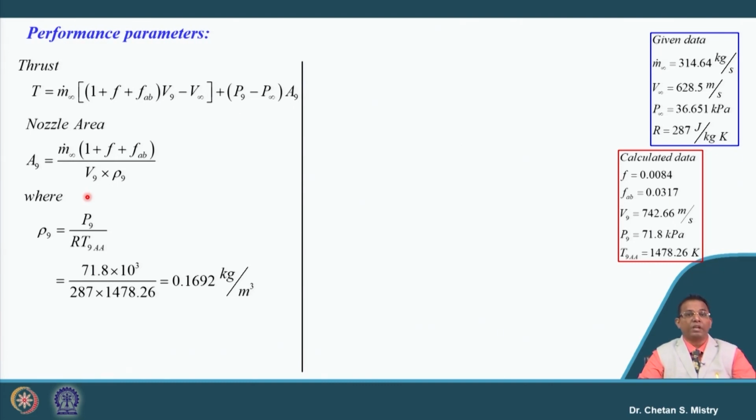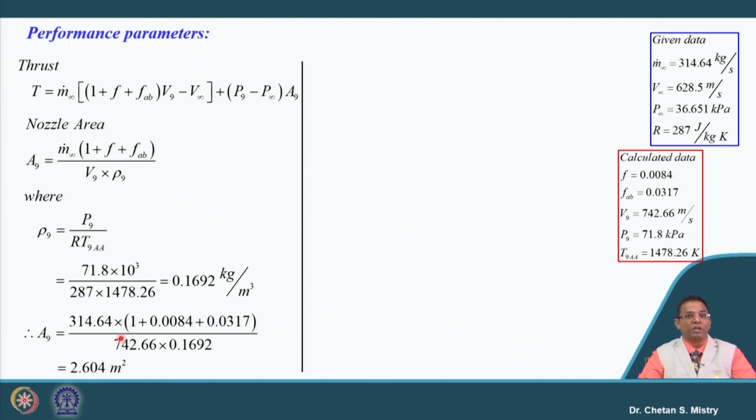Let us put this number into our area calculation. So, we know what is my m dot infinity, we have our FAB and all the parameters known to us. So, let us put these numbers, and if we put this number, it says my area is coming 2.604 meter square. So, you can look at the number, we will compare this in the next slide, but just look at these numbers. Now, what we have is our thrust equation.